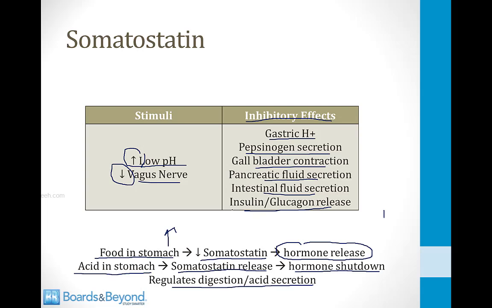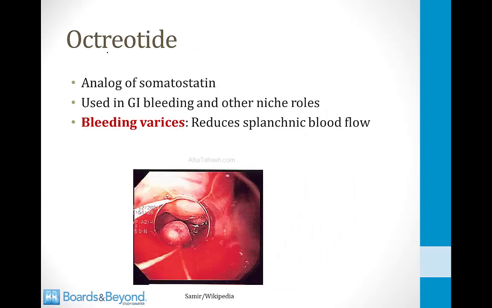As I said before, it's hard to remember all these, but you can just think of somatostatin as a wet blanket that shuts down the release of many gastrointestinal hormones. The most important clinical correlation of somatostatin is octreotide. This is a drug that is an analog of somatostatin.